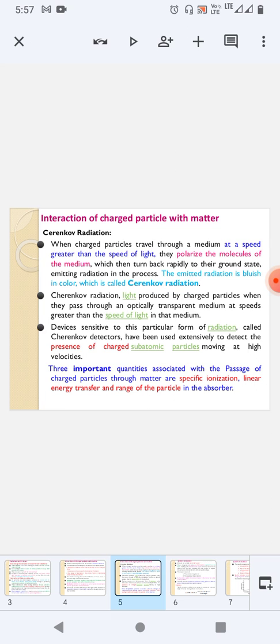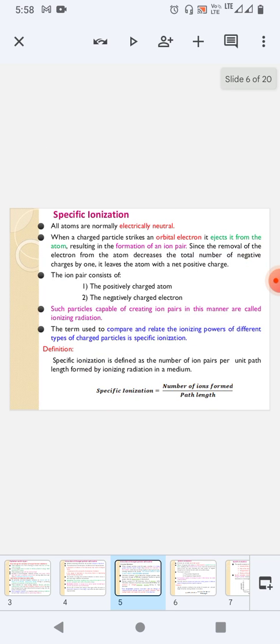So there are three important parameters when a charged particle interacts with matter. First one is specific ionization. Second one is linear energy transfer, and third parameter is the range of the particle. Specific ionization: what do you mean by ionization? Ionization is nothing but, with the help of external radiation, we can create a positively charged atom and a negatively charged electron. This process is possible with the help of the external radiation.